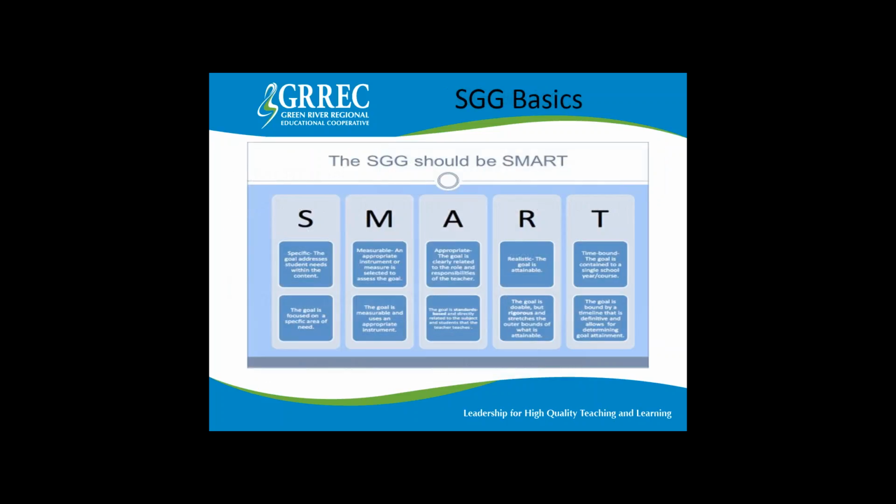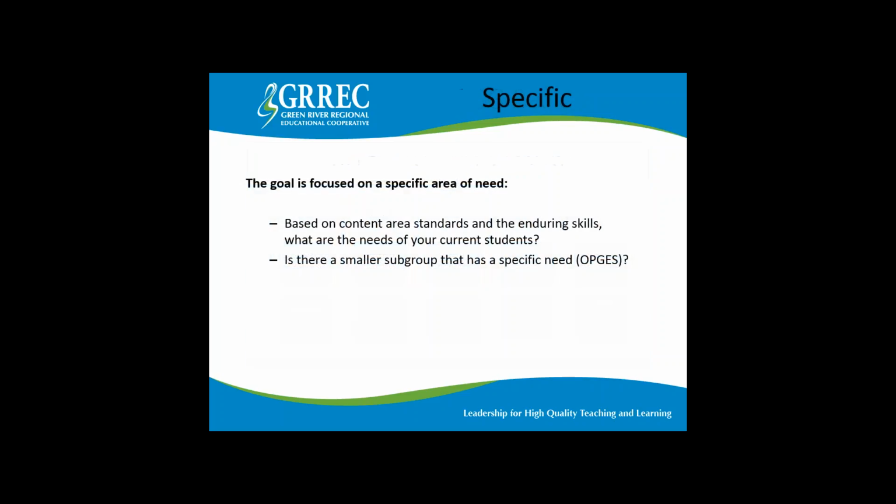Okay, so the student growth goal should be SMART: specific, measurable, appropriate, realistic, and time-bound. So specific means it is focused on a specific area of need. When a teacher is trying to decide upon their student growth goal, what is that enduring learning that their students need to work on, then they need to be going directly to the standards that they teach by. So make sure that's what makes it specific.